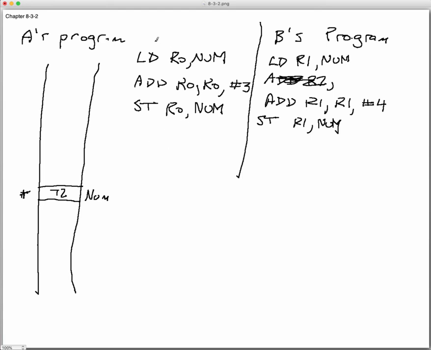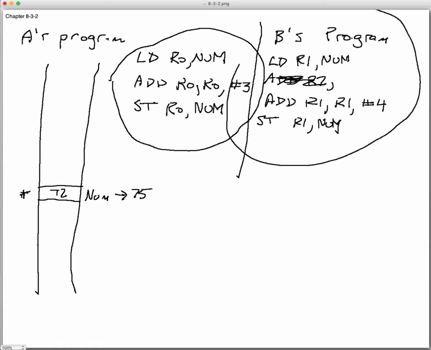We can imagine that first we execute this, and then what happens is 72, of course, would go to 75, and then we execute this. And what would happen is num would now go from 75 to 79. Likewise, on the other hand, we can imagine that we executed this first, and it would go from 72 to 76, and then we execute this, and it would go from 76 to 79. But the point is what we want.